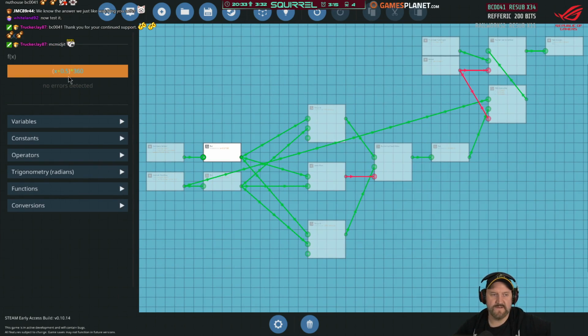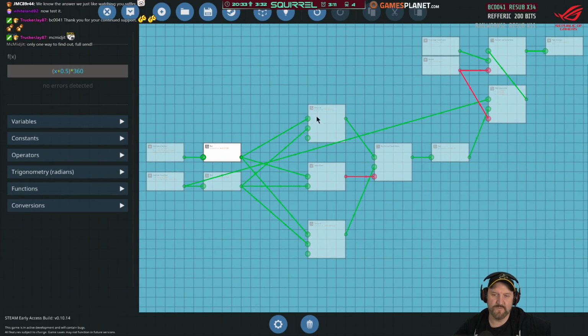Hang on, we added 0.5 and then multiplied it by 360. So we need to divide by 360 and then remove the 0.5. Which is what I'm doing.